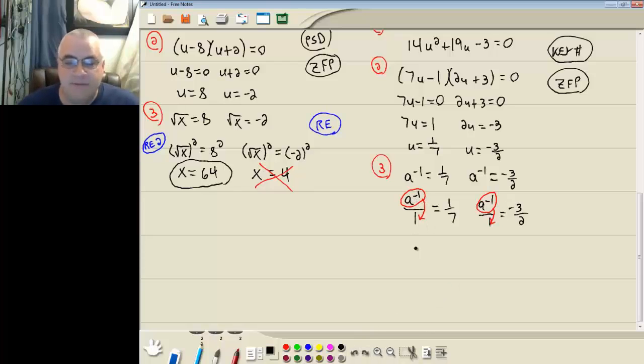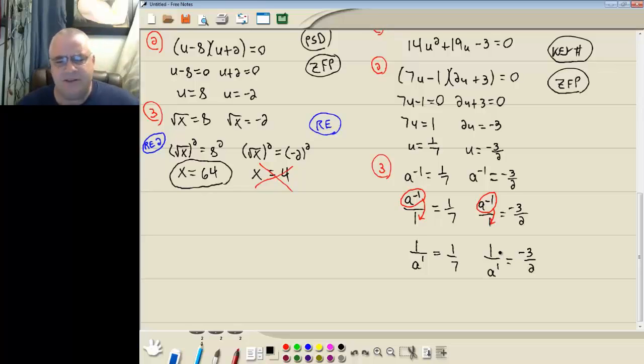Now, it looks like there's nothing left up on top, but we'll put a 1 for the numerator. You never have something blank in a fraction. Now, when you move anything opposite of where it's at in a fraction, the sign of the exponent changes. So it goes from an a to the negative 1 to an a to the positive 1. It goes 1/7. And then do the same here. We've got 1 over a to the first is equal to negative 3/2.